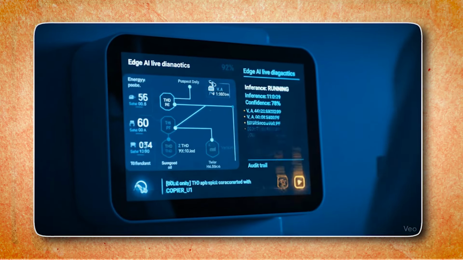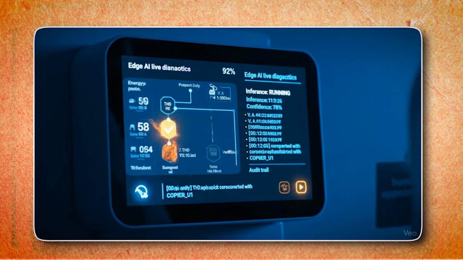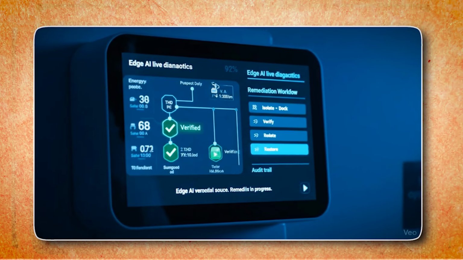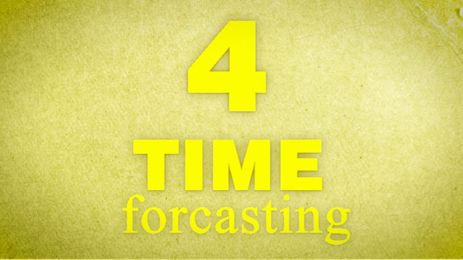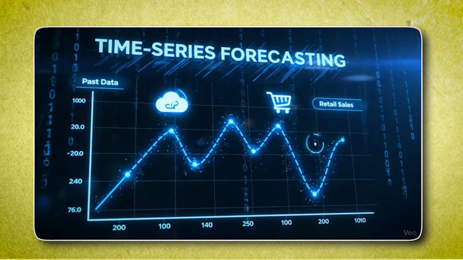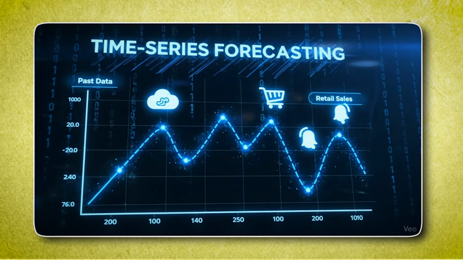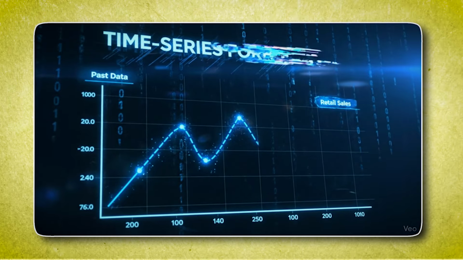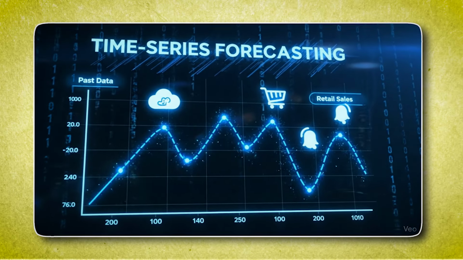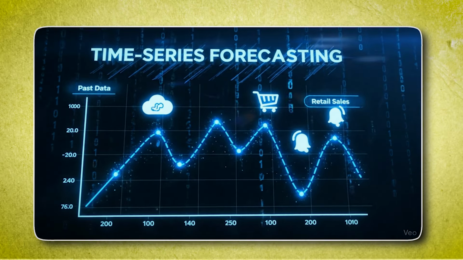With source identification, Edge AI transforms reactive monitoring into proactive troubleshooting, making the energy meter a central part of system intelligence. And now comes the fourth Edge AI use case, time series forecasting. Time series forecasting means using past trends and patterns to predict what is likely to happen next. Consider our energy meter not only knows how much power is being used, but it predicts what will happen next.